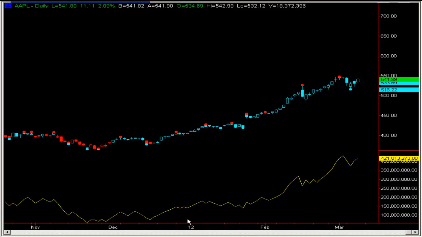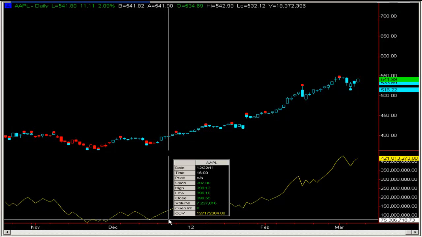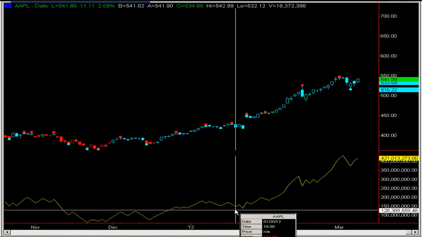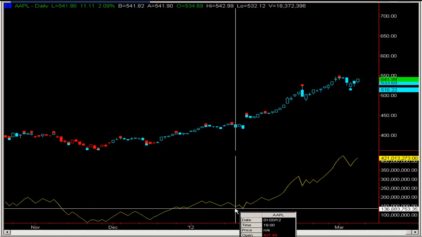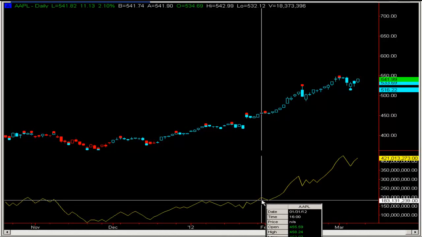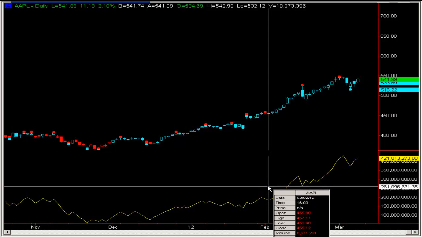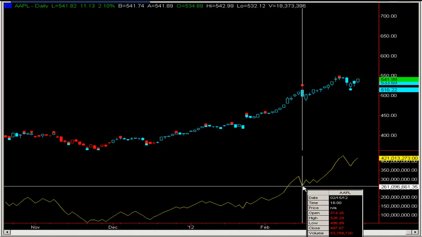And one way to trail a stop is to trail your stop based on the valleys in this indicator, right? So now your stop stays here, you get another valley, you move it up. So now you're right here, you get another valley, you move it up. So now your stop would move to right about here.